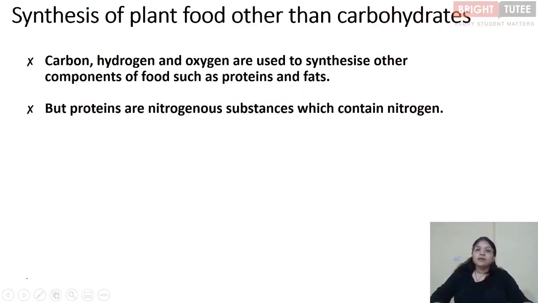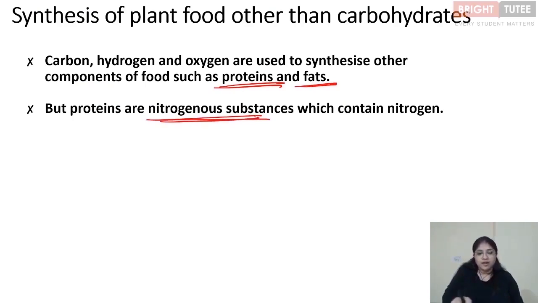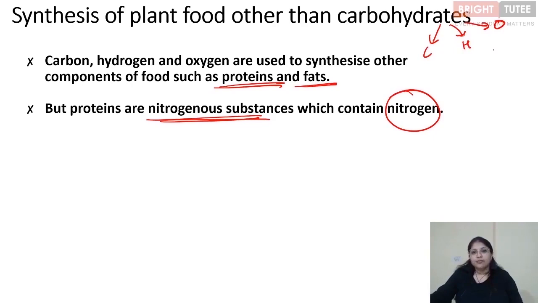Synthesis of plant food other than carbohydrates. So we have seen that carbon, hydrogen and oxygen are used for the synthesis of carbohydrate, but these components are also required for the synthesis of proteins and fats. But apart from that, protein also requires nitrogen, because proteins are nitrogenous substances, right? And these contain nitrogen. Now, in carbohydrates, we saw the presence of carbon, hydrogen and oxygen, right? If you remember, we've seen that all these three components are present. In protein, there is the presence of nitrogen, because these are nitrogenous substances.